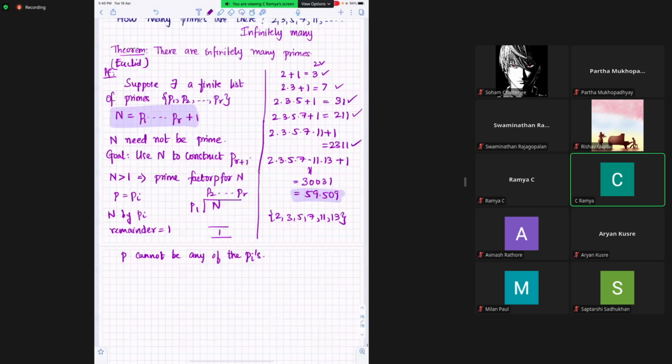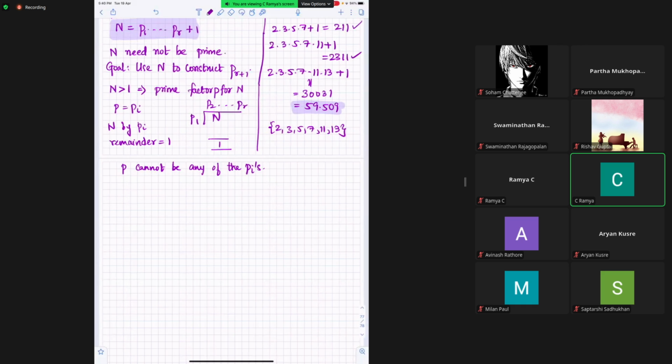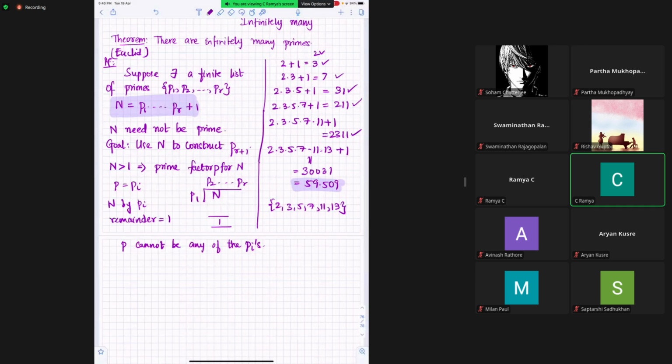So the one thing that this says is that the product of these numbers plus 1 need not be a prime, given a subset of primes. But you can actually construct a factor of it that is prime. There will be one prime factor of n that is not in this list. So for any finite set, you can do this. This is one thing I wanted to say about infinitely many primes. Is this clear?